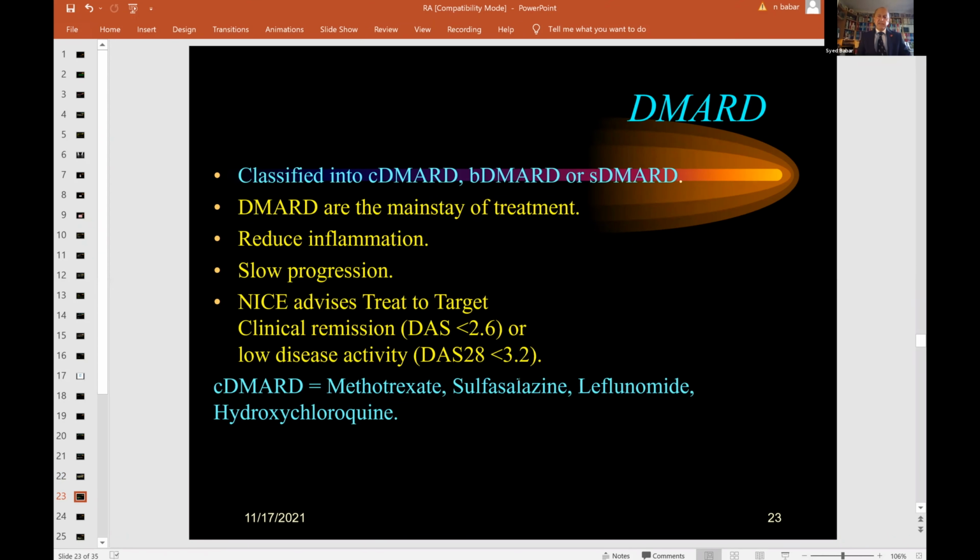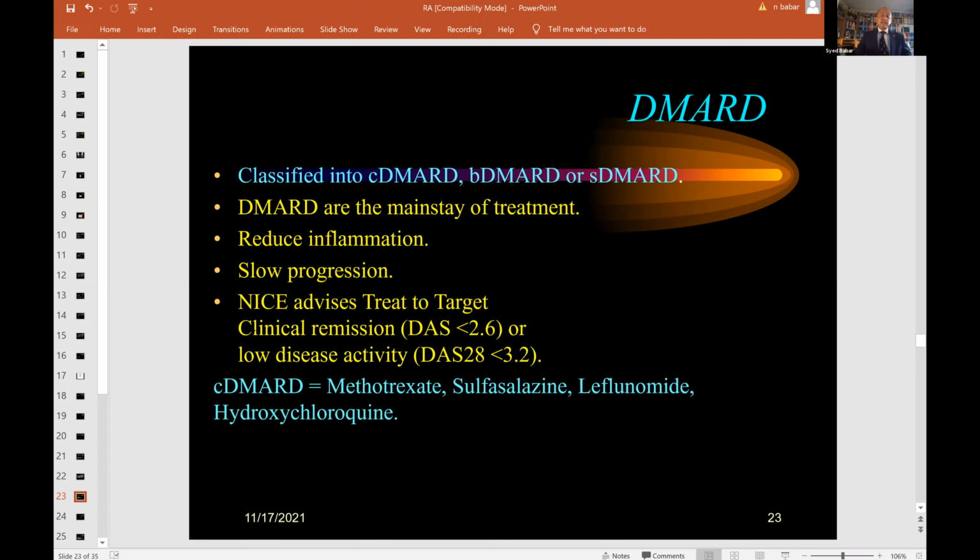So what does one mean by disease-modifying anti-rheumatic drugs? They're classified into conventional, biologic, or synthetic, as characterized by the prefixed symbols. They are the mainstay of the treatment. Main treatment is through DMARD. It reduces inflammation, slows down progression of rheumatoid arthritis, and of course, NICE gives guidance that clinicians should treat to target.